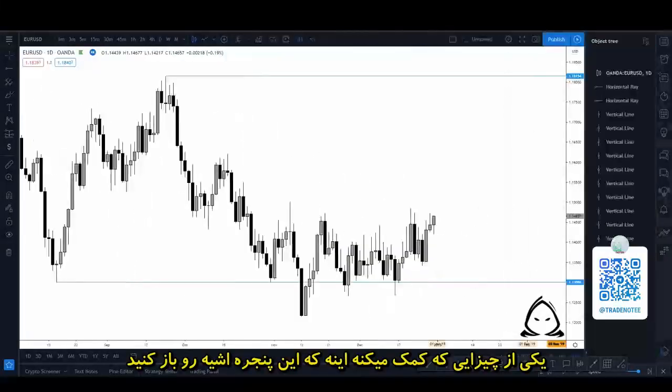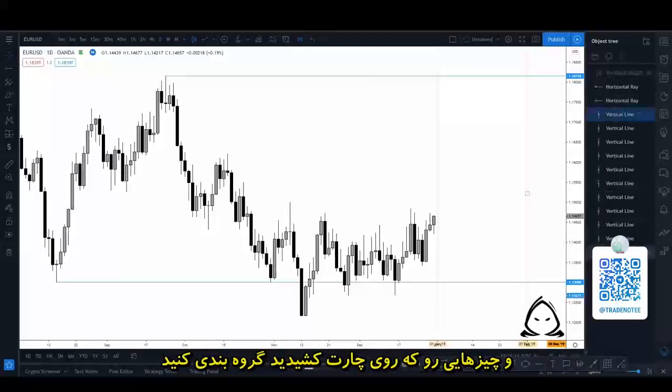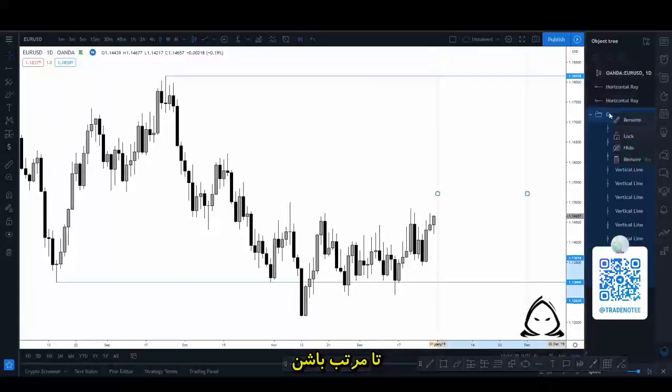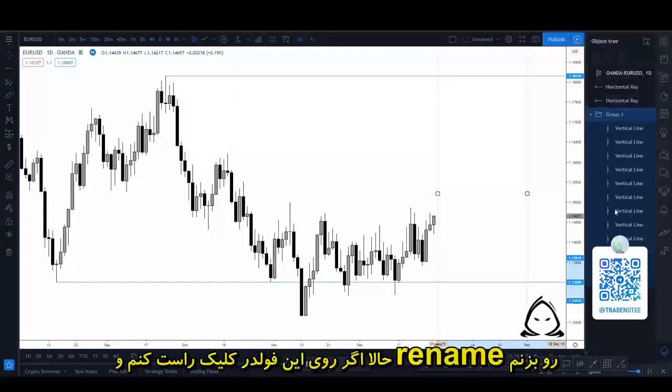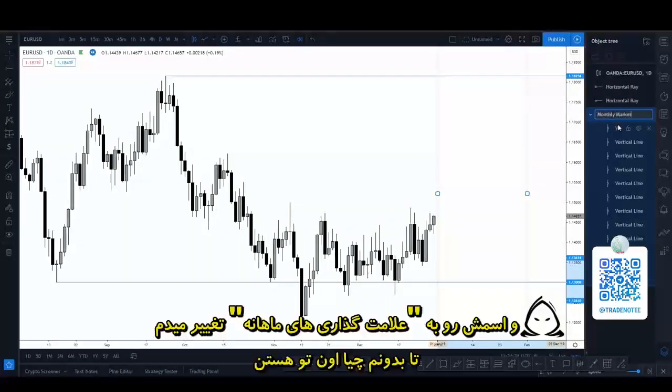One other thing that's helpful to do is opening up your object window right here in the bottom right corner and basically grouping certain objects so that they're organized. So what I did here was I selected all of the vertical lines, which are the monthly markers, and then I hit create a group of drawings. Now it's created this into a group, and if I right click on the folder, we can click rename, and I'll just put monthly markers so that I know that's what they are.